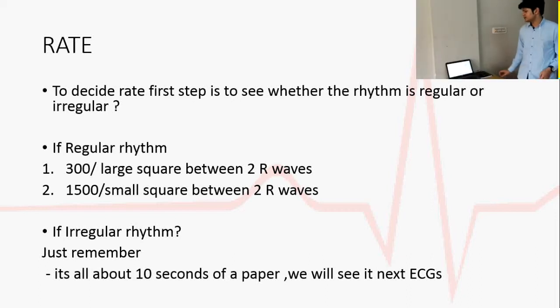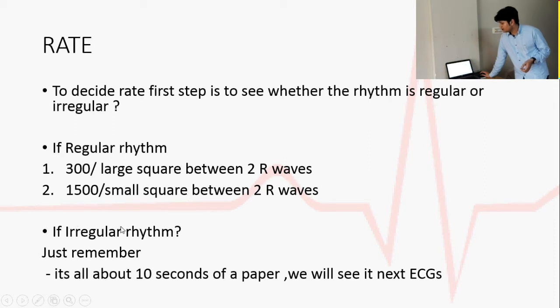So now we are going to discuss the rate. To decide the rate, the first step will be to decide whether the rhythm is regular or irregular. If the rhythm is regular, you can do some mathematics and get your rate easily with the given formulas. It is 300 divided by the large squares between the two R waves, or 1500 divided by the small squares between two R waves. Which formula to use out of these two, we will decide on the next slides on the ECG.